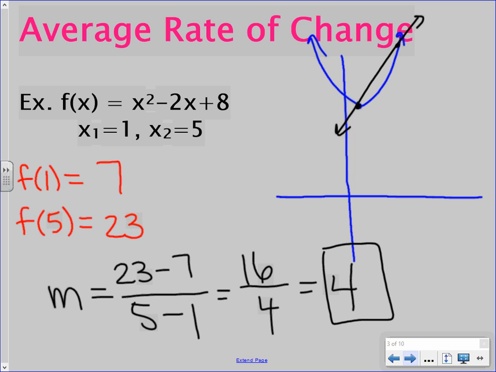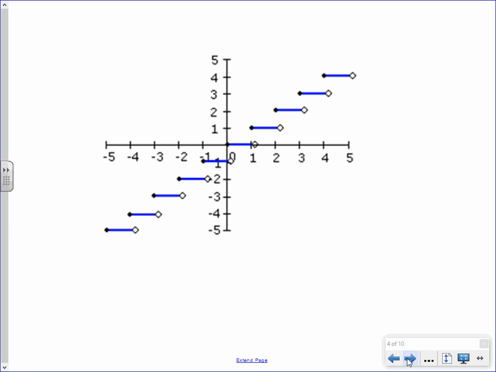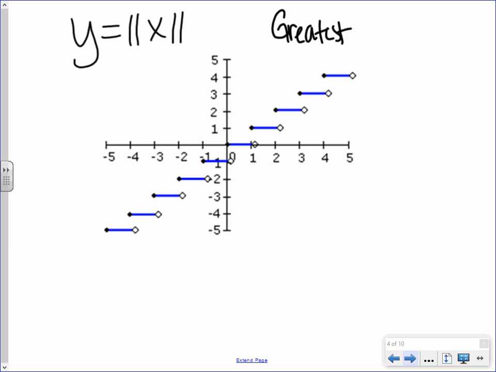All right, are you ready for the craziest graph ever? Okay, the greatest integer function. If you looked at your 8 basic function chart, you didn't know what that was until today. Okay, this is the graph. Y equals greatest integer. This is the greatest integer function.